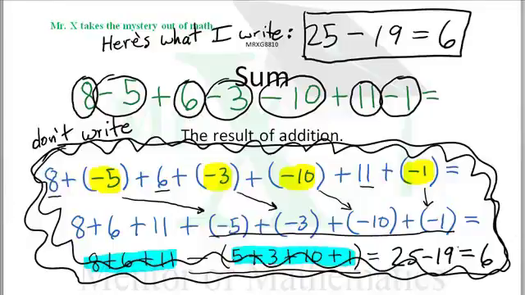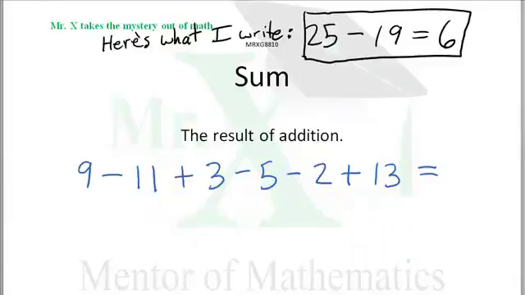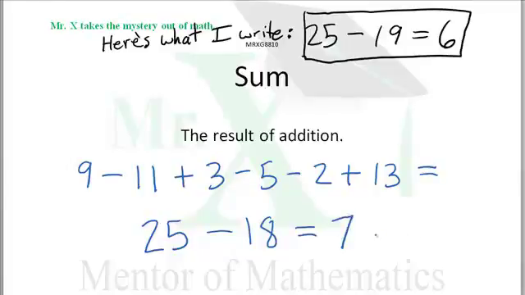I'll do one more. Okay, 9 minus 11 plus 3 minus 5 minus 2 plus 13, what's that equal to? Well, where are my positive numbers? 9, 3, 13. 12 and 13 is 25. Here's what I write. Hey, we got another 25. Negative 11, negative 5, and negative 2. That's a negative 18. What's 25 minus 18? Done.